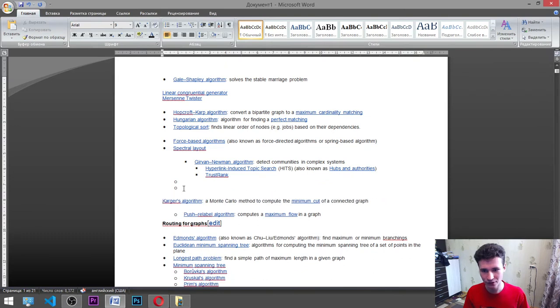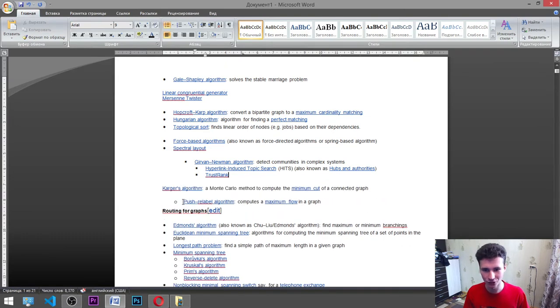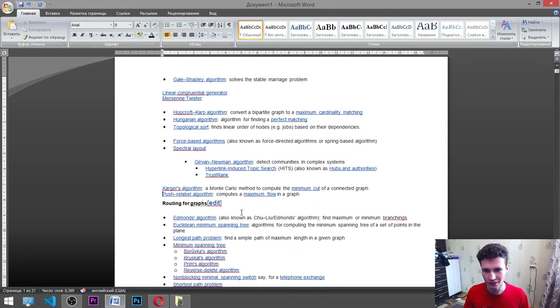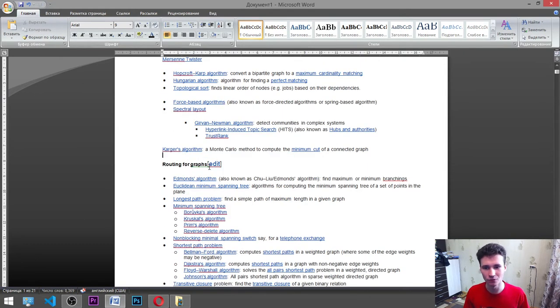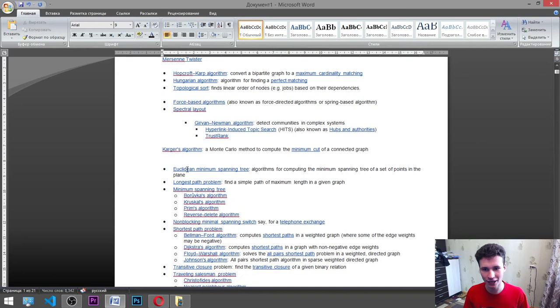And we will do this way. Push-relabel algorithm, need to delete because I know it. Okay, amazing. I kind of heard about it more. Routing for graphs, Edmonds' algorithm, we know. Euclidean minimum spanning tree, we'll save.